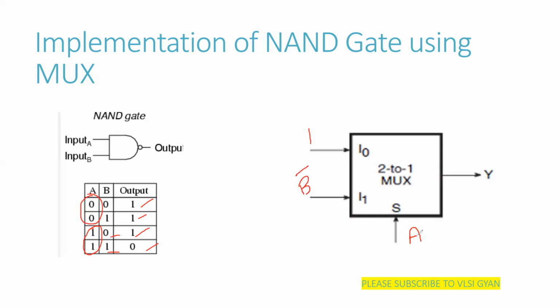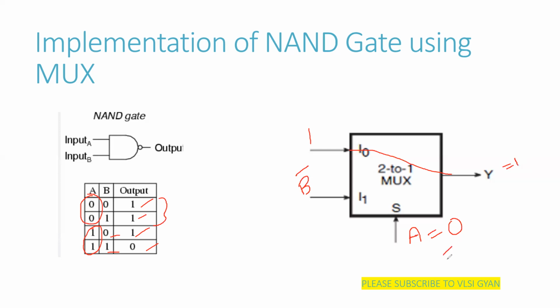Simply, friends, once again, I will explain in this figure. See, when A equal to 0, means the multiplexer will be selecting the I0 input. So what is your output now? 1. Whether it is right or not, let us check. Yes, it is right here. We can see when A is 0, output is 1.